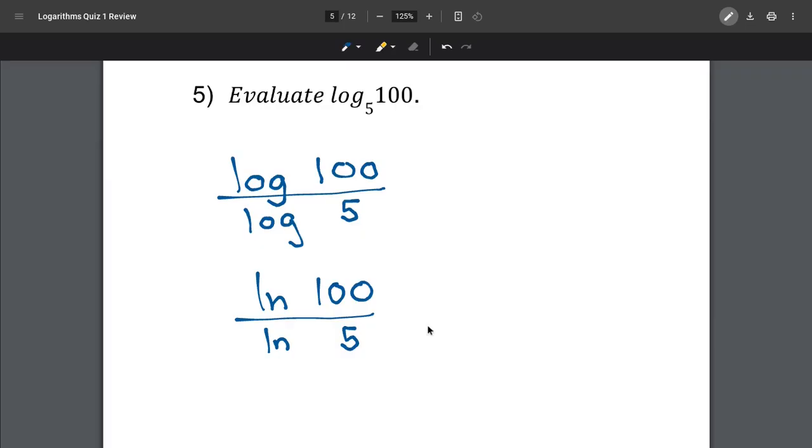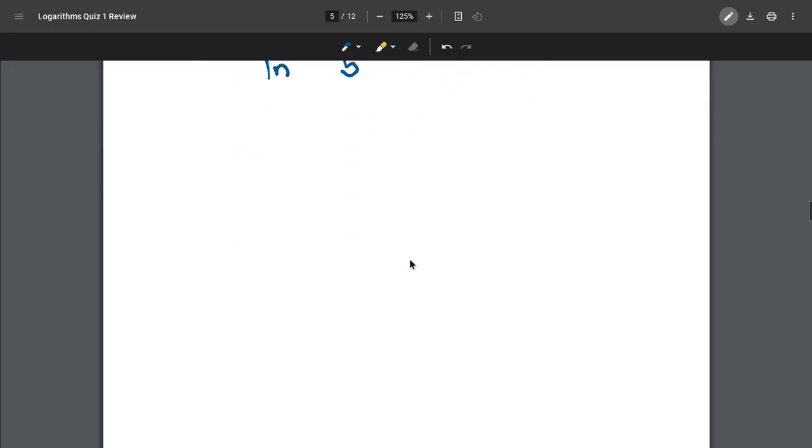And when we do this, let me take out a calculator here. So we're going to do log of 100 divided by the log of 5. And we get approximately 2.86, whichever one you use. So I'm going to say approximately 2.86. Okay.